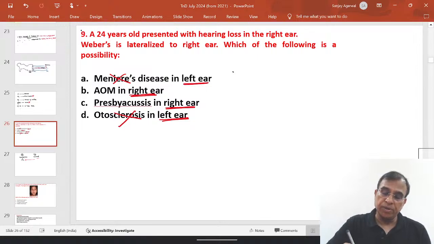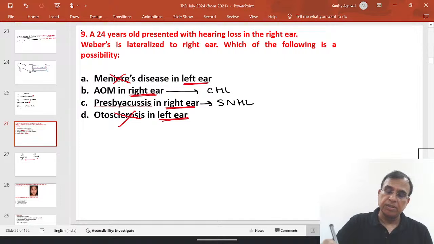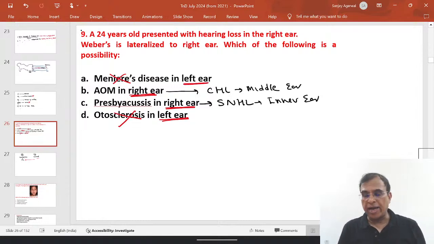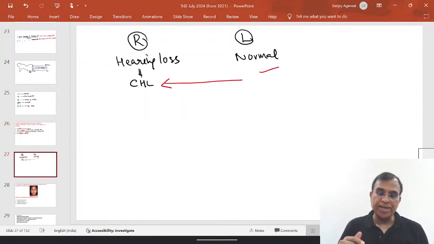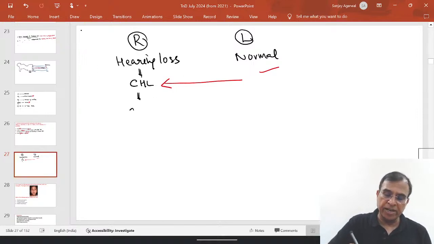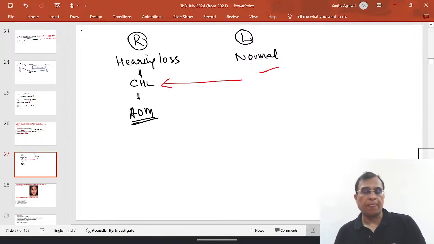Now this causes CHL, and presbyacusis always causes SNHL, because presbyacusis is an inner ear disease. AOM is a middle ear disease. So from here we understand that it must be right ear CHL, and so in the right ear we have AOM, and so B becomes the correct answer. AOM in the right ear. That's how you do this question.